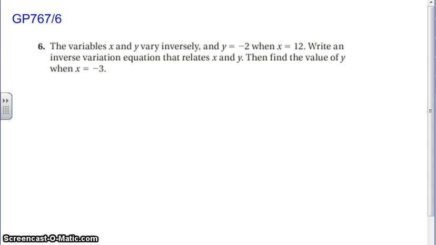Okay, we'll try it again here. This is the same sort of thing. You don't need to write this whole sentence down. It's on page 767. It says the variables x and y vary inversely. So right there, when you see that, you go, oh, this is one of these, right? y equals -2 when x equals 12. So write an inverse variation equation and then use it to find the value of y when x equals -3.